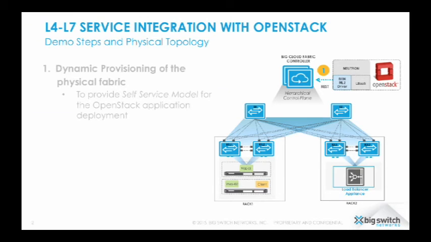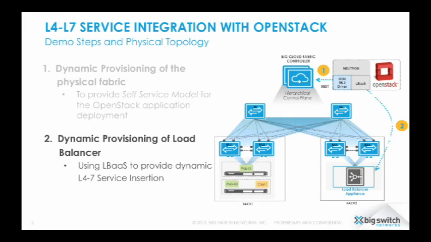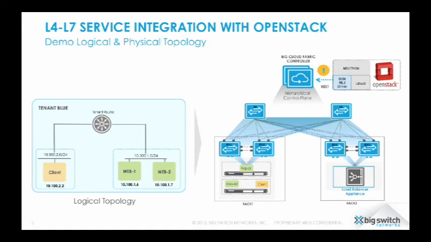Next, let me show the workflow automation for inserting a layer 4 through 7 service, a load balancer, to the web application we just deployed. The pre-demo setup is, as shown on the right, I have connected the physical load balancer to the BCF fabric. And on the OpenStack side, I have enabled load balancer as a service and installed the LBaaS driver to talk to the load balancer appliance.